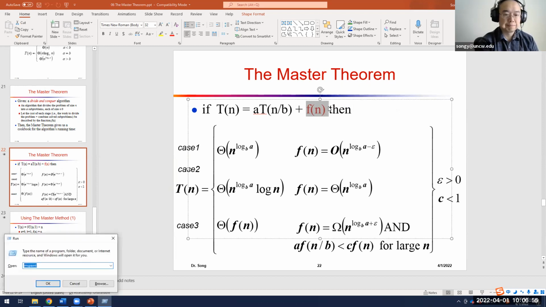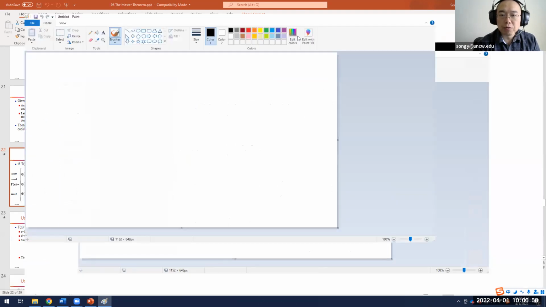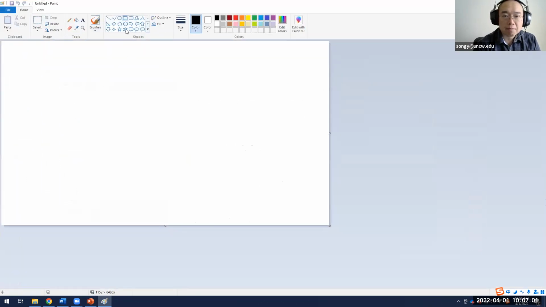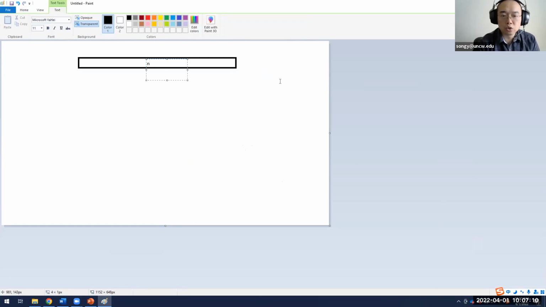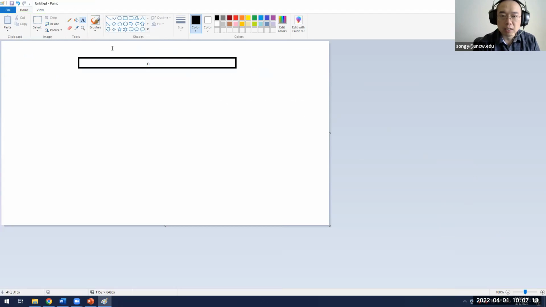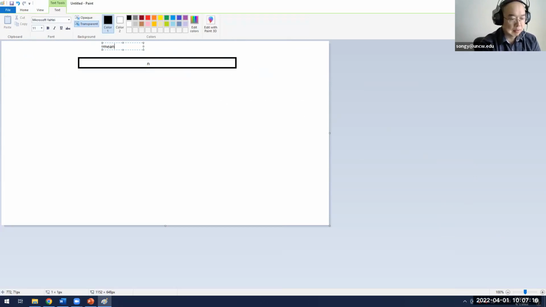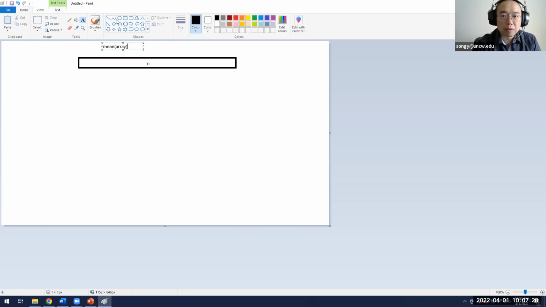Say, for example, we want to find the mean of an array. So this array has n items, right? And then we are trying to look for the mean. And say, for example, for this problem, what we can do is divide that into, for example, 3 smaller questions.